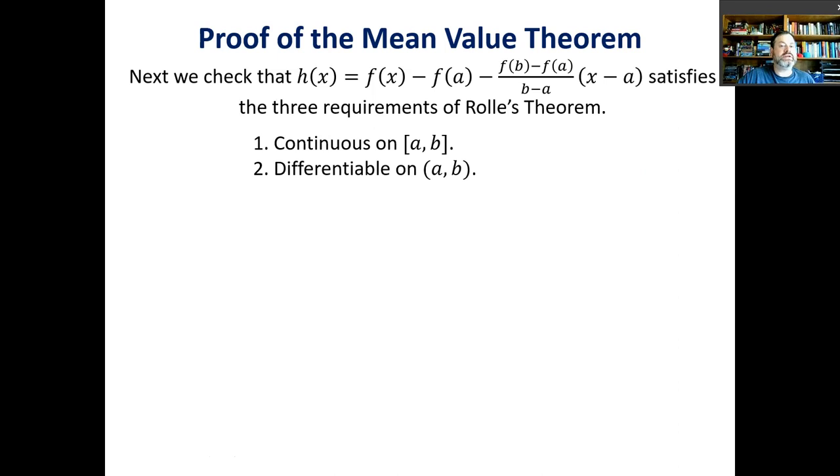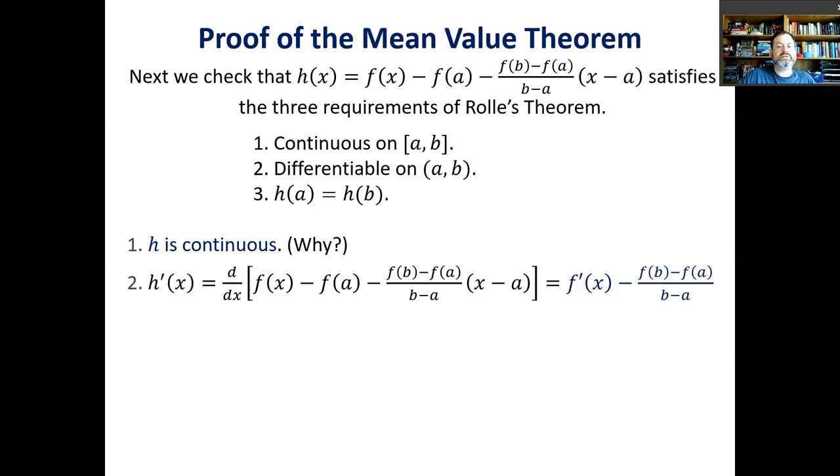Right? So why is it continuous? Why is it differentiable? Make sure you understand why that's true. So the main thing we have to check is that the endpoints are equal, that h of a equals h of b. Okay, so I want you to think about this. It's differentiable because I just showed you the derivative, right? So we just take the derivative of the function and look at what happens.